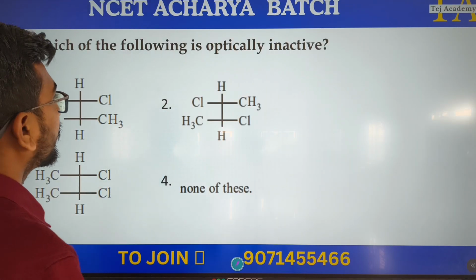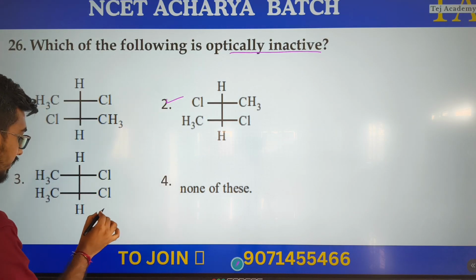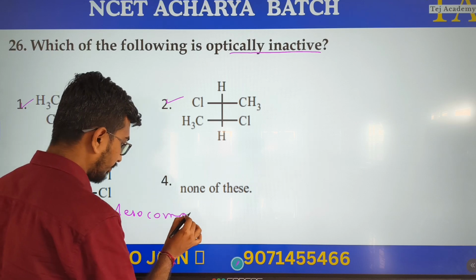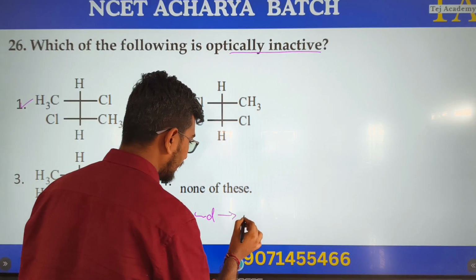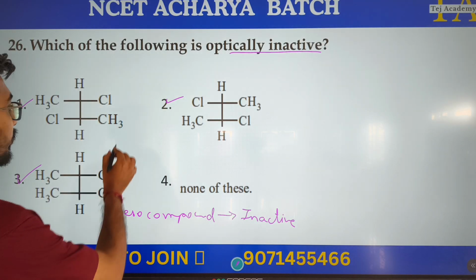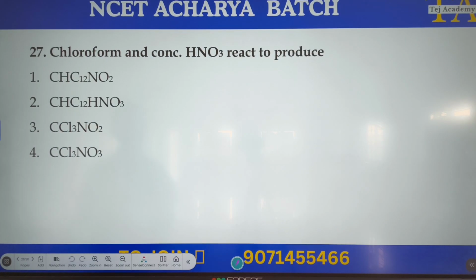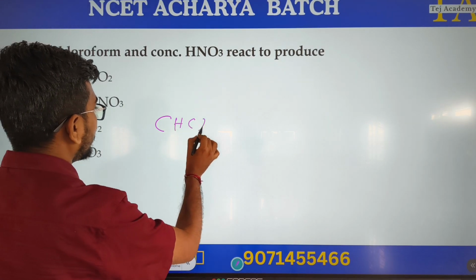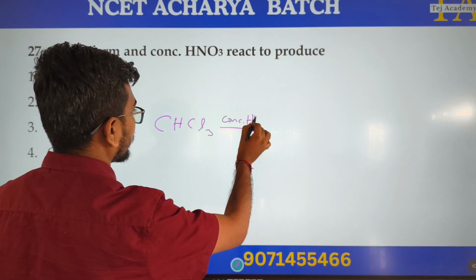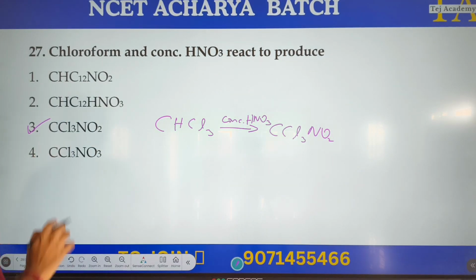So 26th question. Which of the following is optically inactive? In the given molecules, we have to identify the optically inactive one. If you see, the first and second are optically active, and the third one is a meso compound. So the meso compound is optically inactive. So the correct option is option C. Options 1 and 2 are both optically active. Okay. So 27th question. Chloroform and concentrated HNO3 react to produce. So chloroform, CHCl3, in the presence of concentrated HNO3 will produce CCl3NO2. So option 3 is the correct answer.